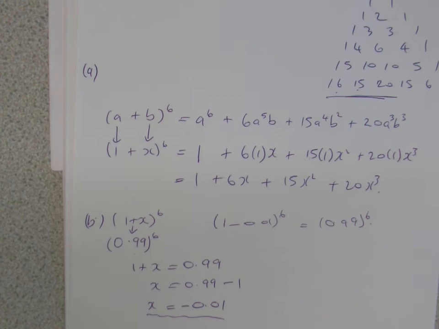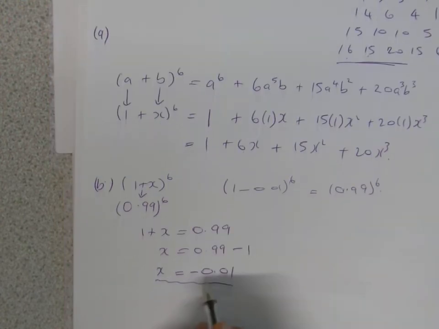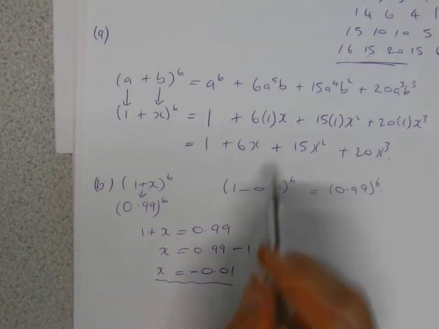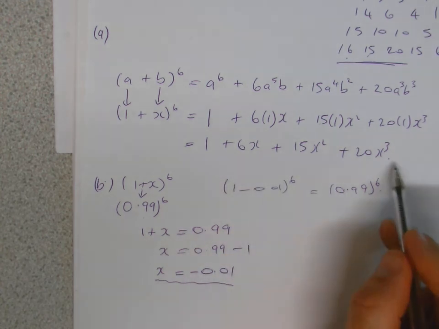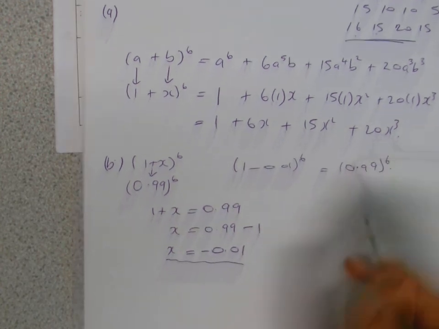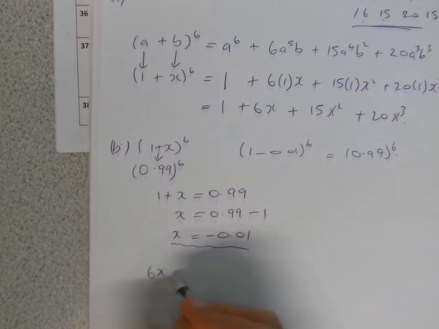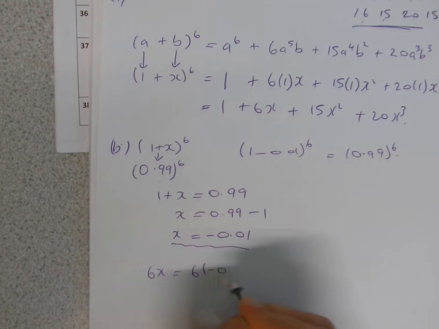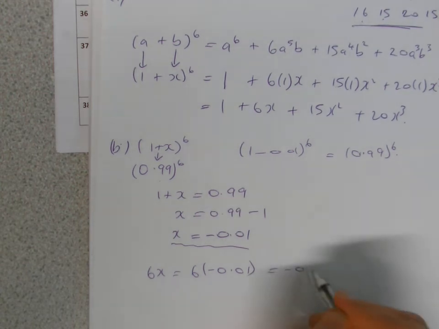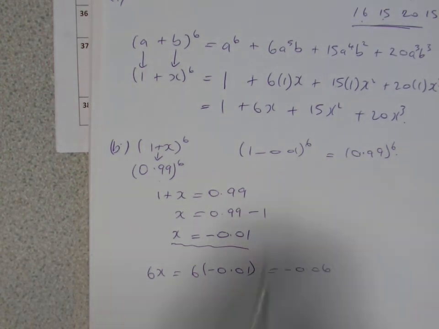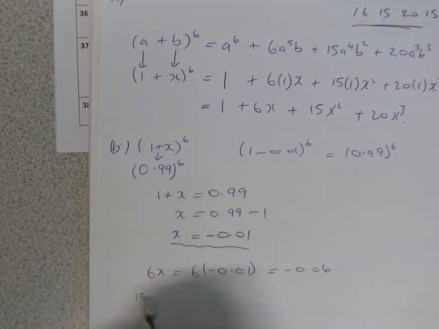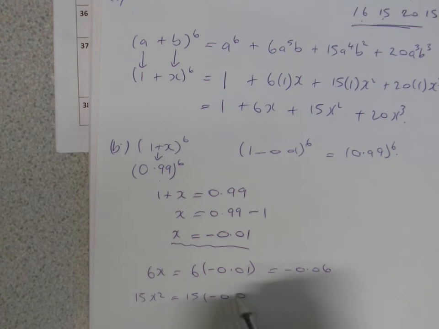So x has got to be negative 0.01, and what we need to do is substitute that into this expression. We need to work out each of these terms. We've got 1 there, that's easy enough. Then 6x becomes 6 times negative 0.01, which is negative 0.06. Then you've got 15x squared, which becomes 15 times negative 0.01 squared.